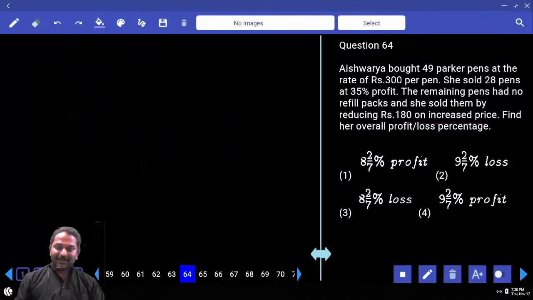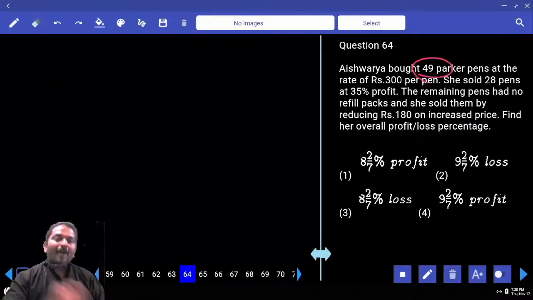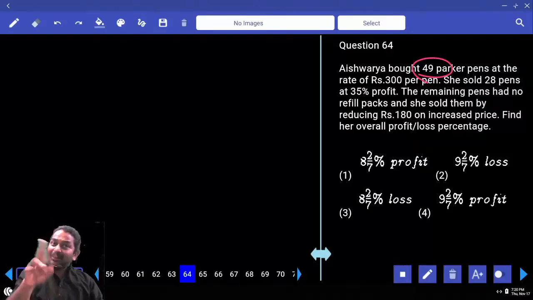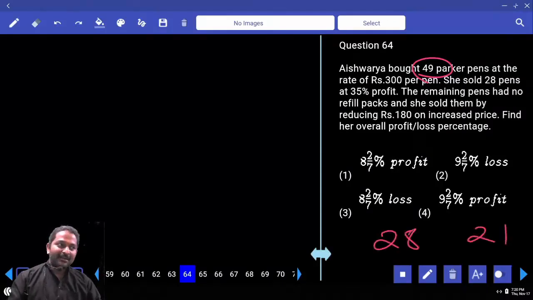How many total pens we have? 49. Out of 49, how many we are selling now? 28. Remaining? 21. Right?